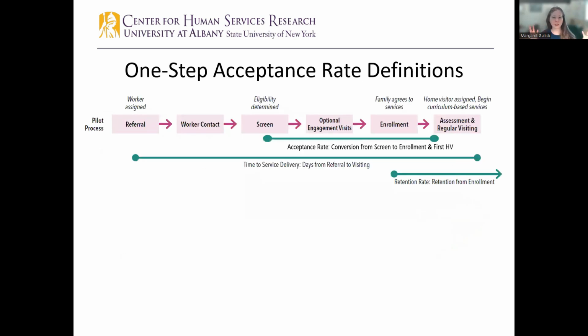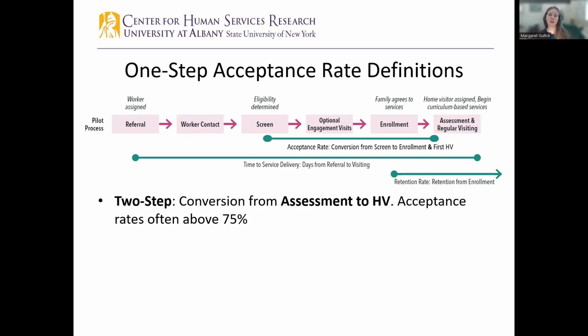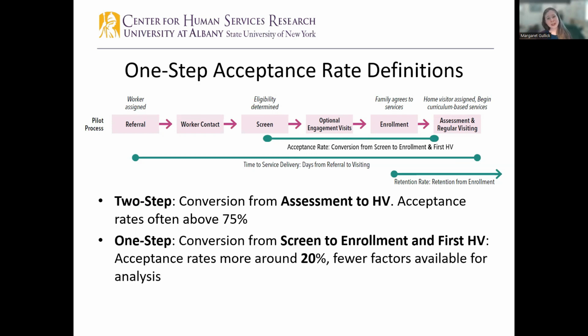All right, so why are these two reports so different? Well, as you know, under our previous two-step processes, we were looking at the conversion from assessment to home visit. And our acceptance rates were often above 75%. But for one step, we're looking at the conversion from screen, not assessment, not a couple steps down the line, but from screen to enrollment and first home visit.